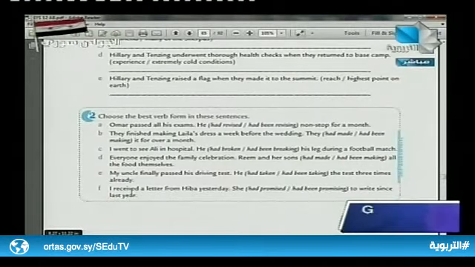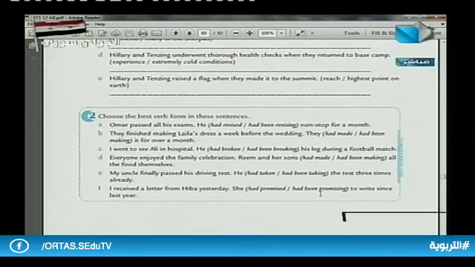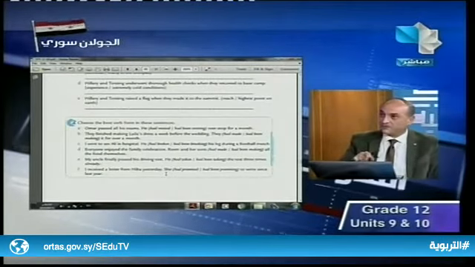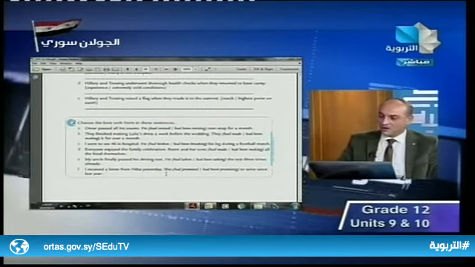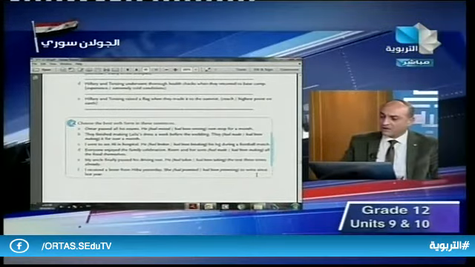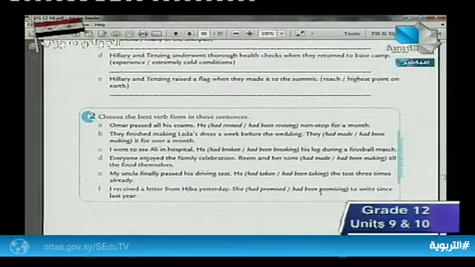I received a letter from Hiba yesterday. She had been promising to write since last year. Last year means it needed time. Duration: had been promising for a long time. Again, some students get confused, especially in this sentence, about whether to use the simple or continuous form. But simply, we can say: since last year. We focus here on the duration.